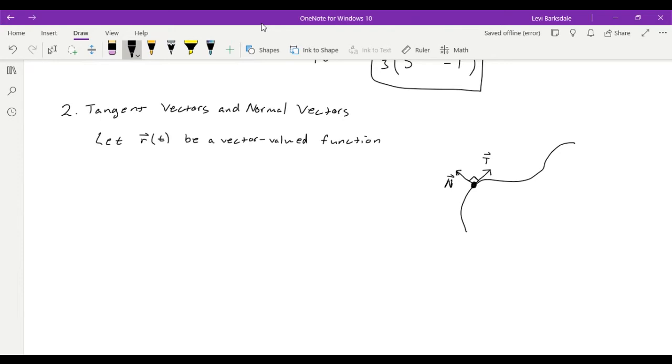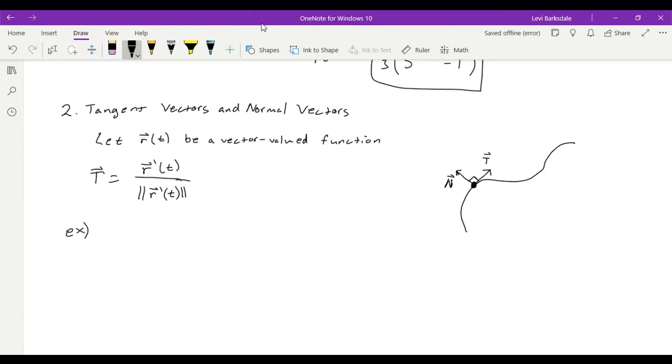And the way we can find these is, well, with the tangent vector, it's pretty simple. The first derivative, as we know, gives the slope or a tangent vector at the specified point. So in order to find a tangent vector, we just take the first derivative, and in order to make it a unit vector, we simply divide by that vector's magnitude. So that's how you find a unit tangent vector.